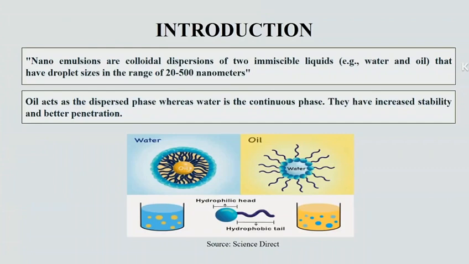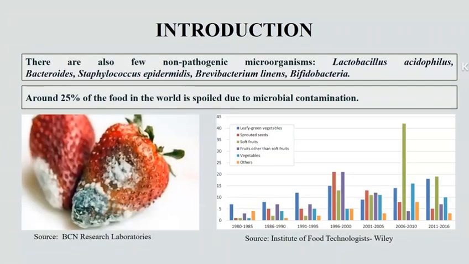What are nanoemulsions? Nanoemulsions are colloidal dispersions of two immiscible liquids that have droplet size in the range of 20 to 500 nanometers. In this, oil acts as the disperse phase, whereas water is in the continuous phase, which gives increased stability and better penetration. There are also a few non-pathogenic microorganisms, for example, Lactobacillus acidophilus, Staphylococcus epidermidis, Bifidobacterium linens, Bifidobacteria, and around 25% of the food in the world is spoiled due to microbial contamination.